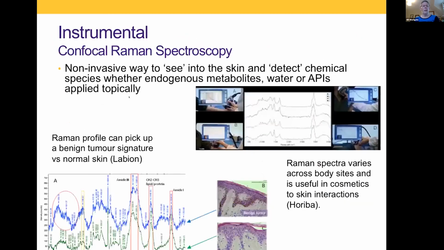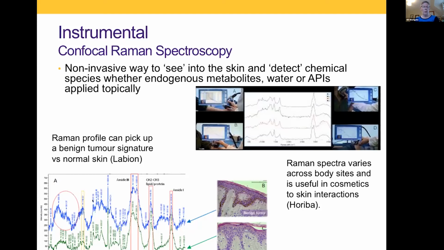So we can also sample the skin using instruments, and I've just put here the confocal Raman. I'm by no means an expert in it, but it's a non-invasive way to see into the skin and also to detect chemical species, whether they're endogenous metabolites, water, or drugs that have been added topically. And in this particular condition, you've got different body sites that have been looked at, and you get a profile of different body sites, and there are slight differences. And those Raman spectra can be used to compare different body sites.